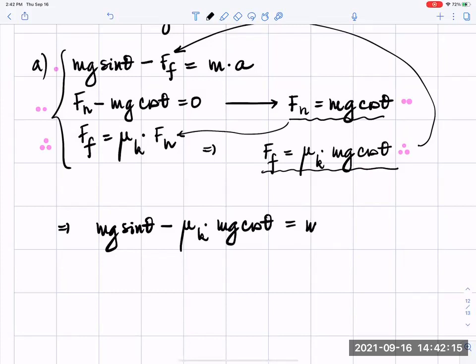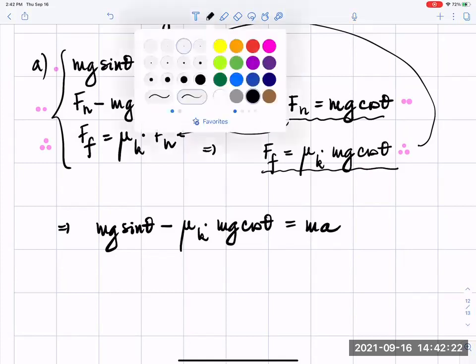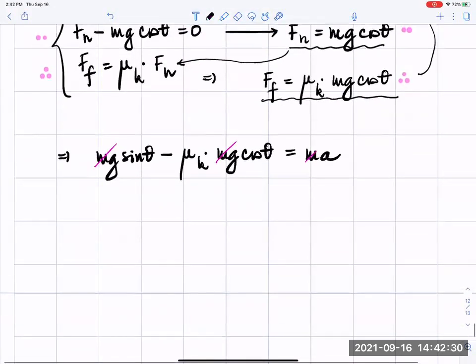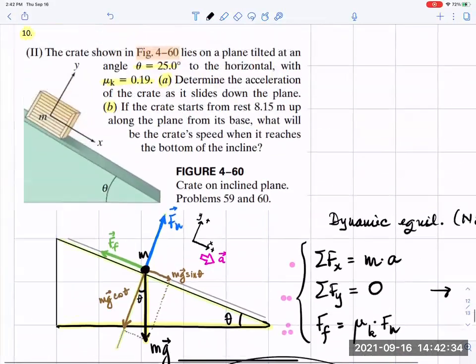Now that is equal to ma. As you can see, how nice it is, the mass simplifies out by dividing with mass everywhere. Now g does not simplify out. Again, this is a very classic problem as well. So your job here is to get the acceleration, and we actually got that, right?